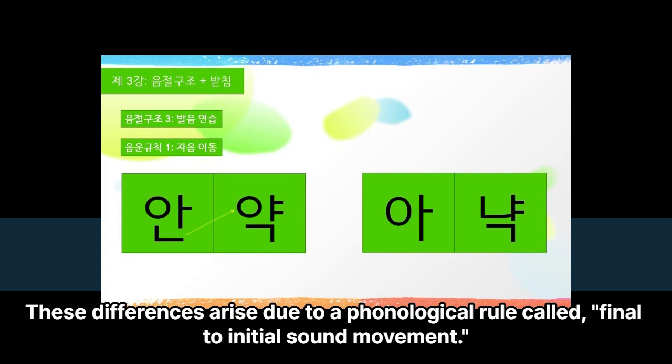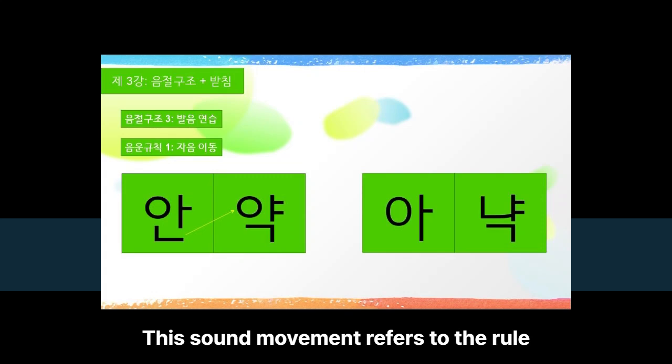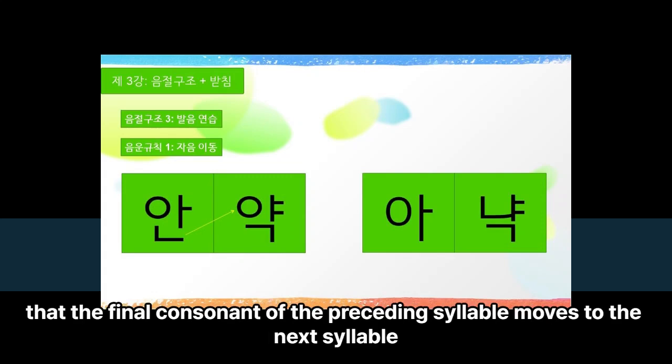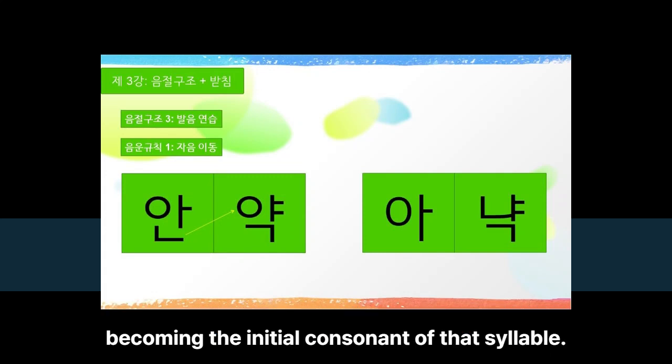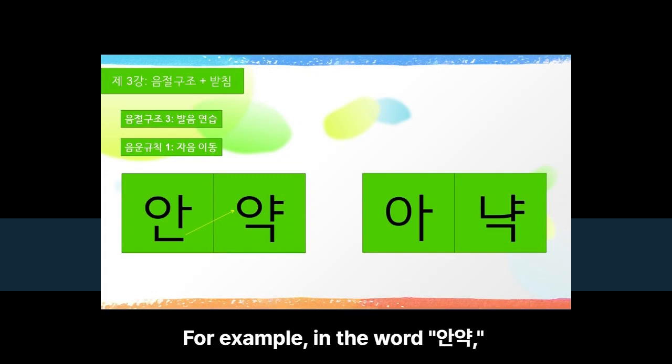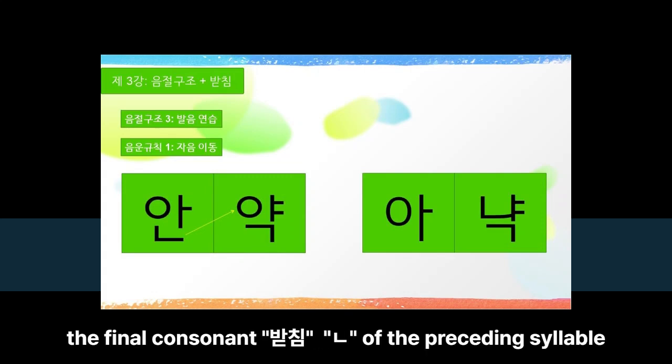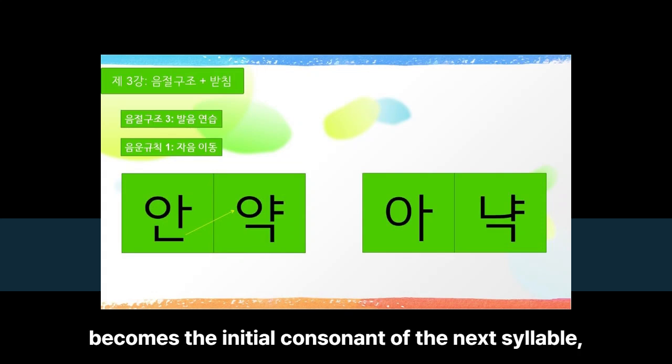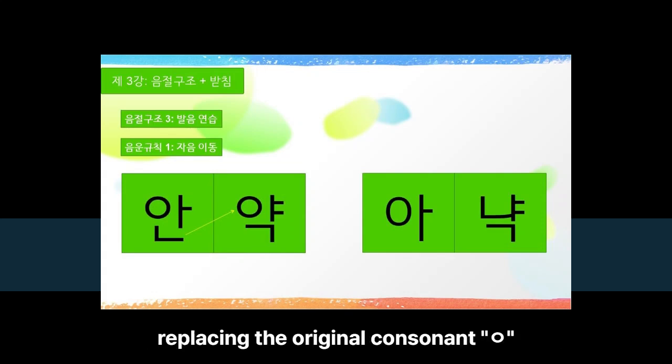These differences arise due to a phonological rule called final to initial sound movement. This sound movement refers to the rule that the final consonant of the preceding syllable moves to the next syllable, becoming the initial consonant of that syllable. For example, in the word onyak, the final consonant, botchim, neun, of the preceding syllable becomes the initial consonant of the next syllable, replacing the original consonant, young.